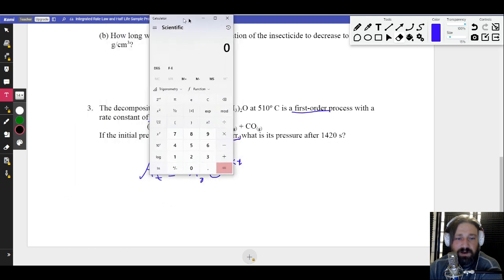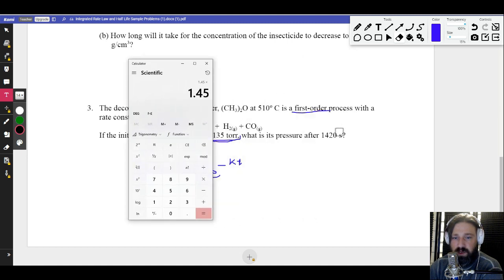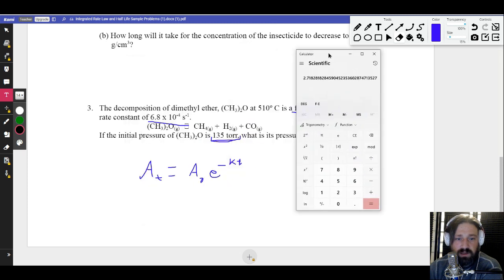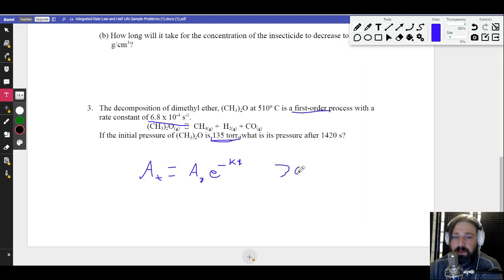All right. So, negative 1.45 times, I was still stuck on the last one where our time was 1. Our time is now 1420. That's negative of that. We take the e of that, and then we multiply that by 135. Oh, that didn't change much of anything. And then, so yeah, 366 torr. Great.